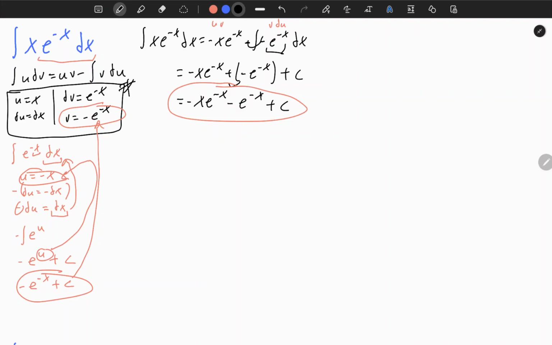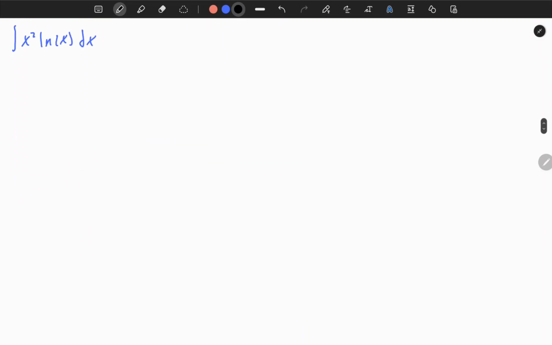So it's always good to review your derivatives and also your antiderivatives. Because honestly, as long as you know those and you memorize those, this will be easy to work with and easy to solve. Now our last problem. So on this one, well, actually it's not our last problem, sorry. So on this one, it's just the same thing.